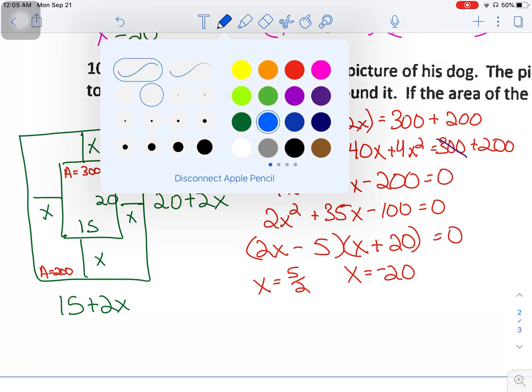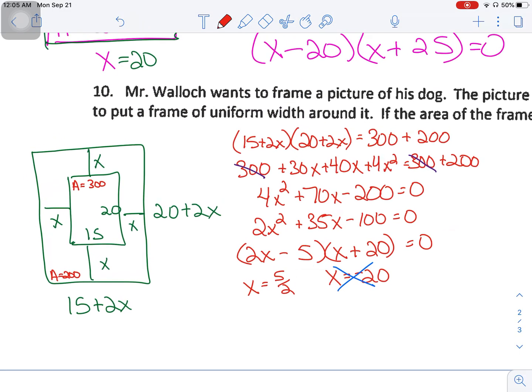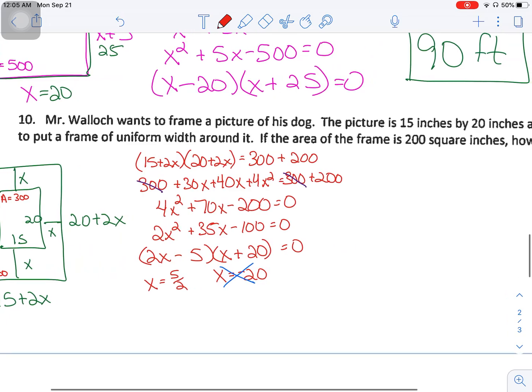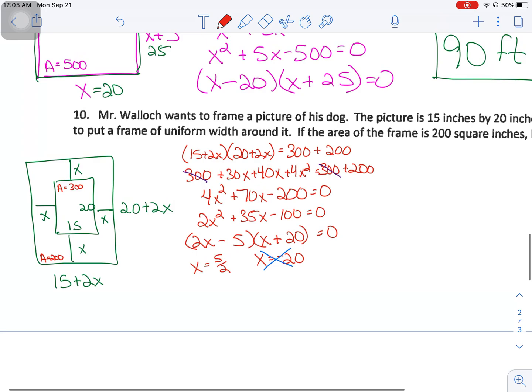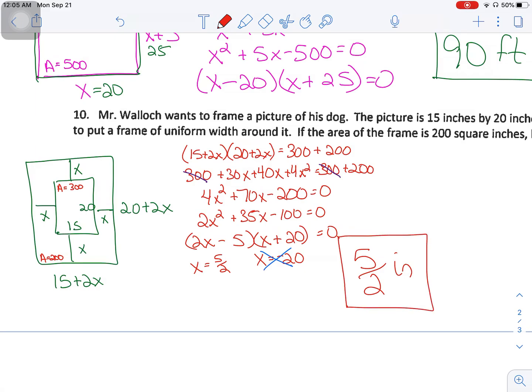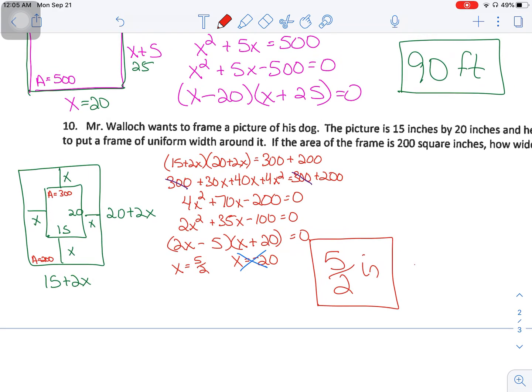I'm going to take all of 3 seconds here to cross out the negative 20, because that doesn't make any sense. What was the question in this problem? How wide is it? So, how wide is the frame? Well, the frame is going to be that uniform width, and I'm completely lazy, and I could say 5 over 2 inches. If I wanted to turn that into a decimal to make the world a little bit easier to understand, that would be 2.5 inches. You do not have to give me both of them. I'm completely happy with 5 over 2.